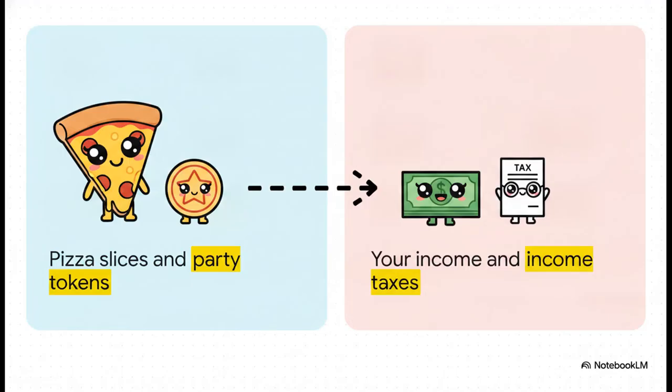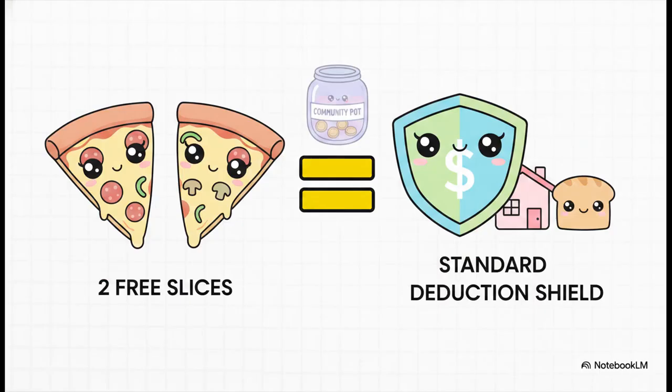So here is the direct translation. Every single slice of pizza you eat represents a portion of the income you earn at your job. And those tokens you have to hand over for the extra slices, well, those represent the income taxes you actually pay to the government. And hey, remember those first 2 free slices that everyone got no matter what? Well, in the actual real-world tax system, that is called the standard deduction. Just like the party host wants to make sure nobody goes completely hungry, the government doesn't tax the very first chunk of money you earn. They recognize that you need a baseline amount of income just to survive, to pay for basic food and shelter, before you can afford to start throwing your tokens into that community jar.